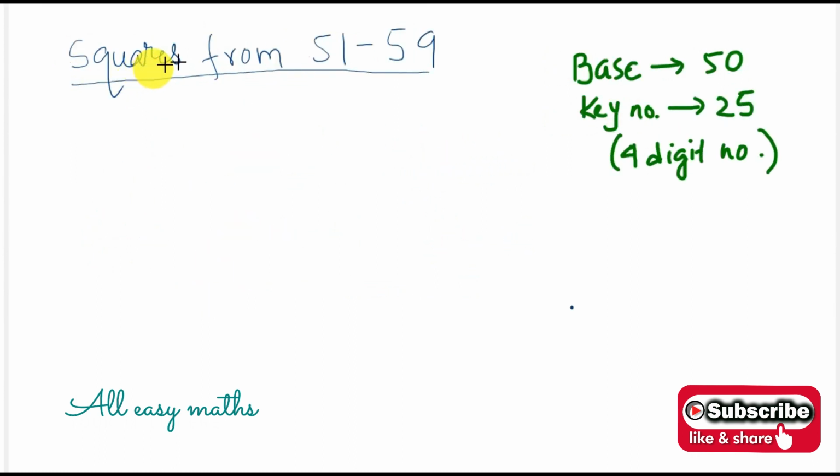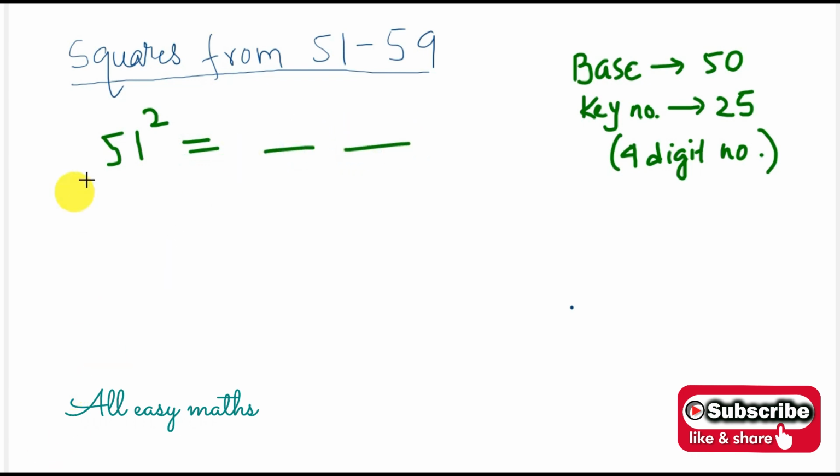Next, we are going to calculate the squares from 51 to 59. You have to remember 3 things. In this case, the base is going to be 50 because these numbers are nearby 50, and one extra thing is that the key number is 25, and it's going to be a 4-digit number. Let's calculate 51 square, and I'll tell you the uses of these 3 things.